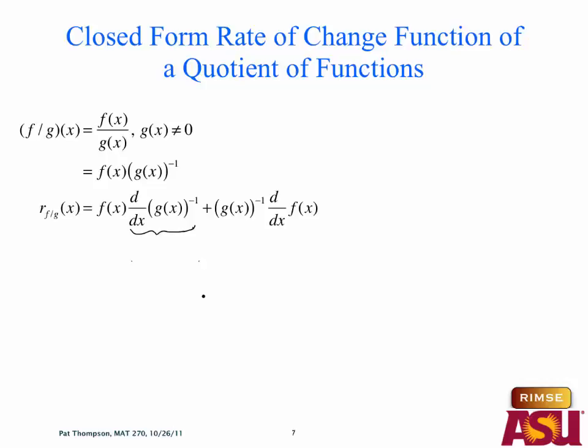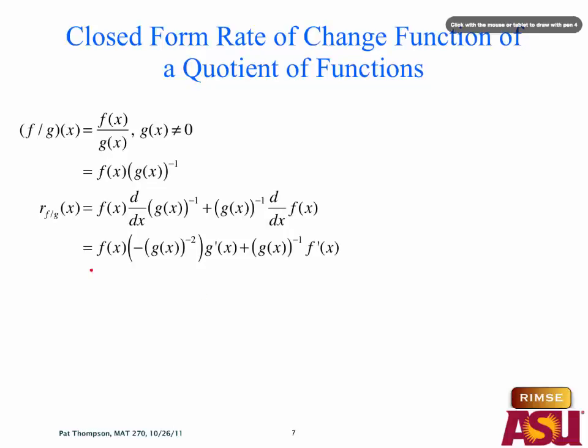Exterior function is? To the negative 1. Interior function is? g. So we're going to do the rate of change of the exterior with respect to the interior, times the rate of change of the interior. So that looks like that, right? The rate of change of the exterior would be negative 1 g to the negative 2 times the rate of change of g. Everything else is straightforward.